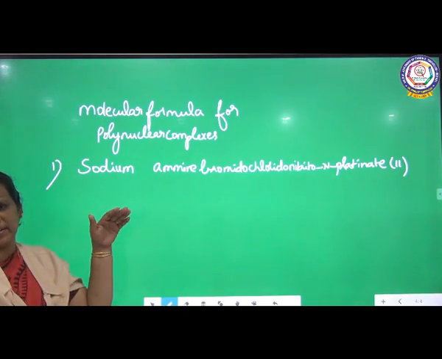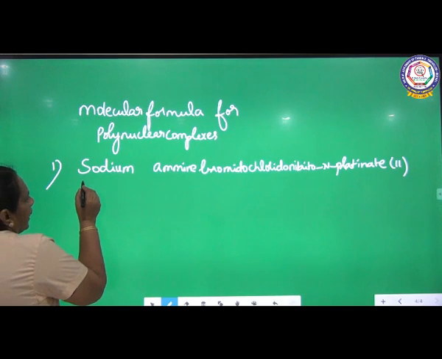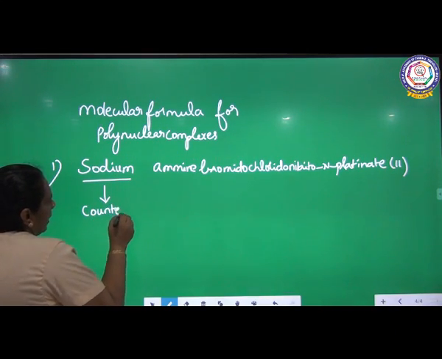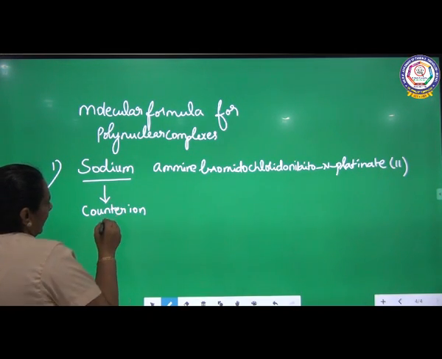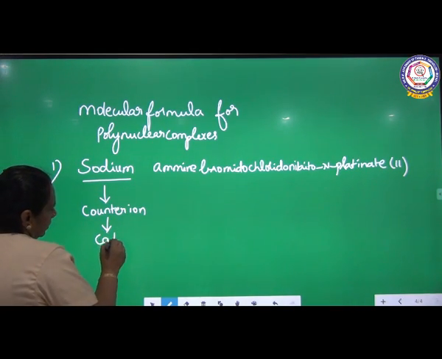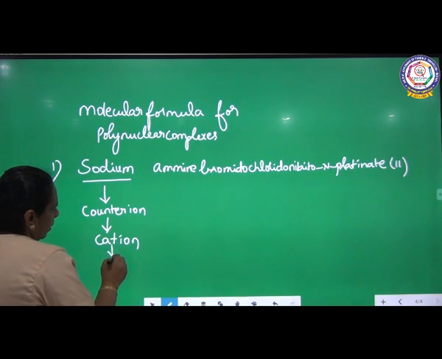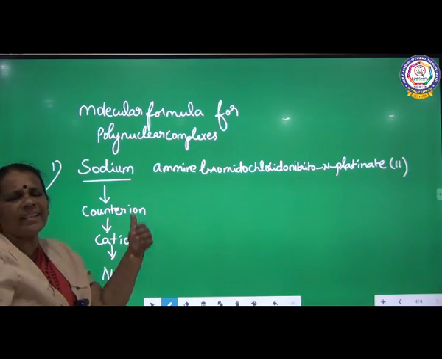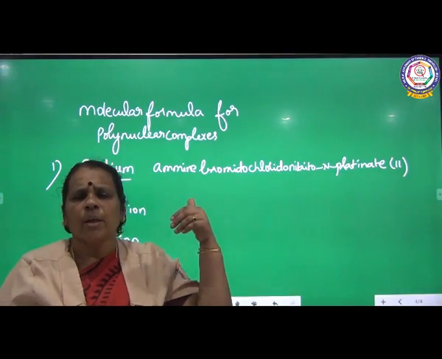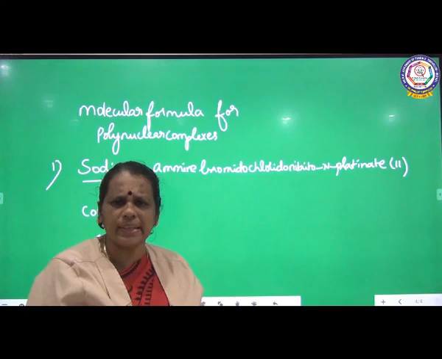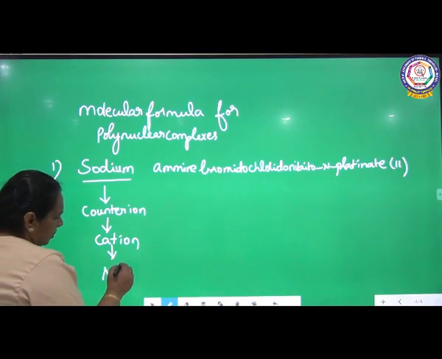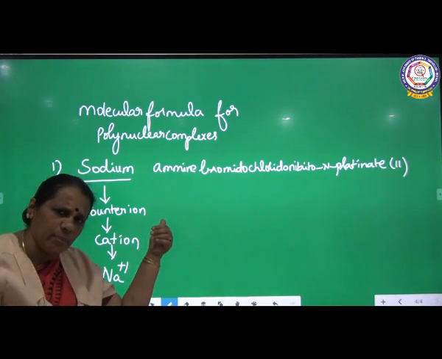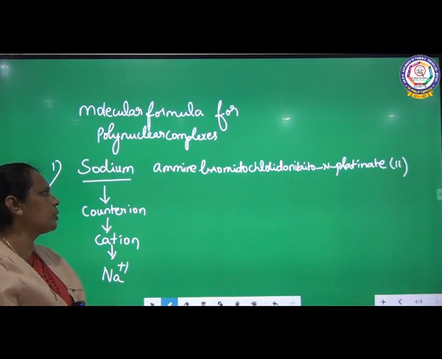Now we have to segregate the species. Here sodium is a counter ion. So it is a cation. What is the symbol here? Sodium will have the symbol Na. What is the charge of sodium? It is a monopositive element, is it not? So the charge will be plus 1. So here the counter ion is sodium, the symbol is Na, and the charge is plus 1.